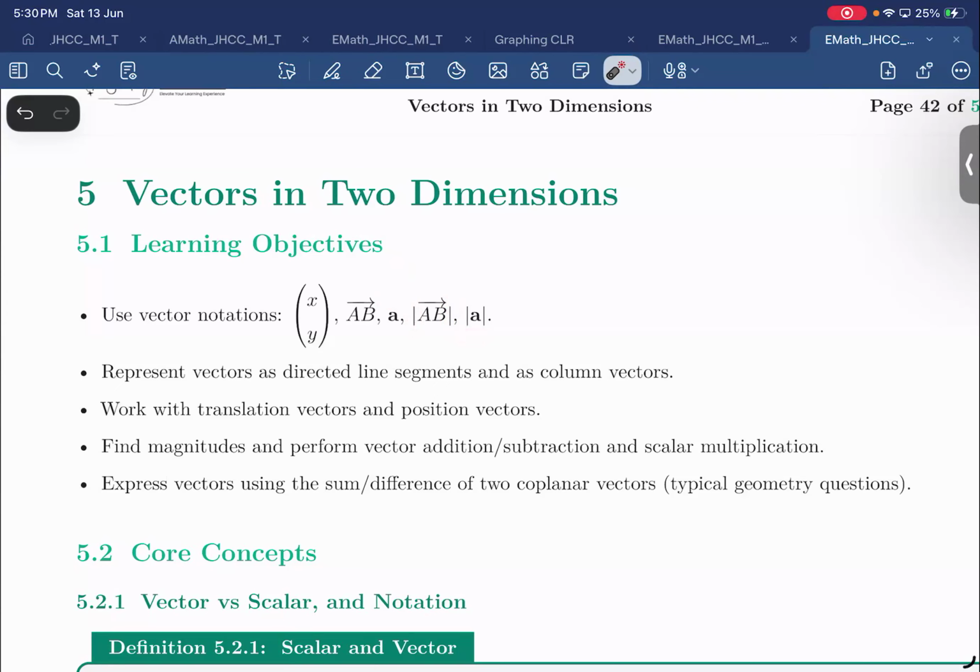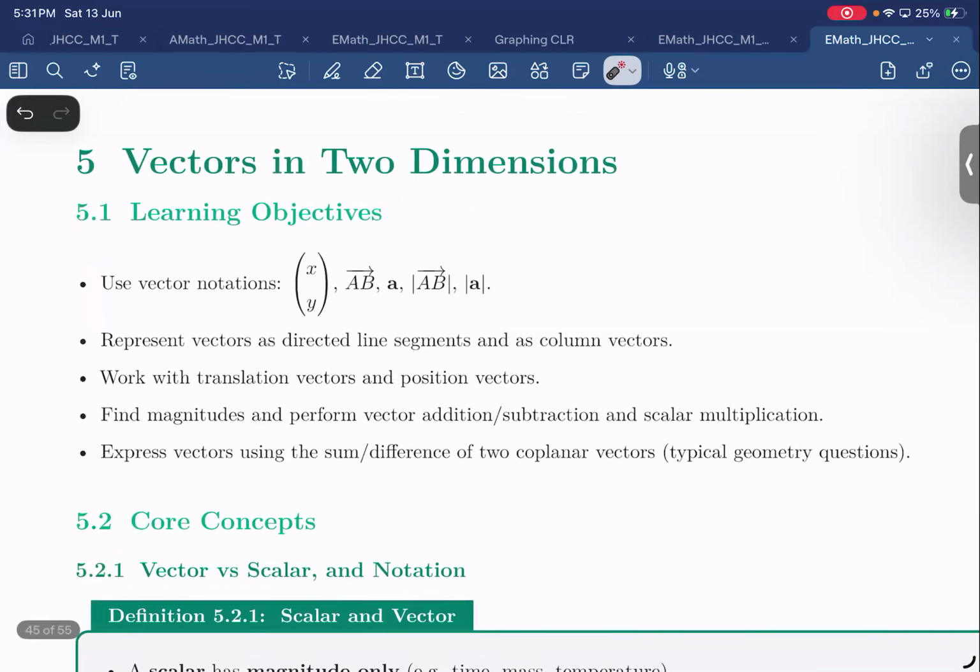We should also notice how we may treat a vector as a directed line segment, directed meaning there is a direction. For those who take physics, you know the difference between a scalar and a vector is that a scalar quantity has no direction, but a vector has direction. And also how to write it as a column vector. Then we work with translation vectors and position vectors, find magnitude and perform addition, subtraction, and scalar multiplication. Two vectors you cannot multiply with each other. You can only multiply a scalar with a vector. And lastly, express vectors using the sum or difference of two coplanar vectors. We'll see what that means.